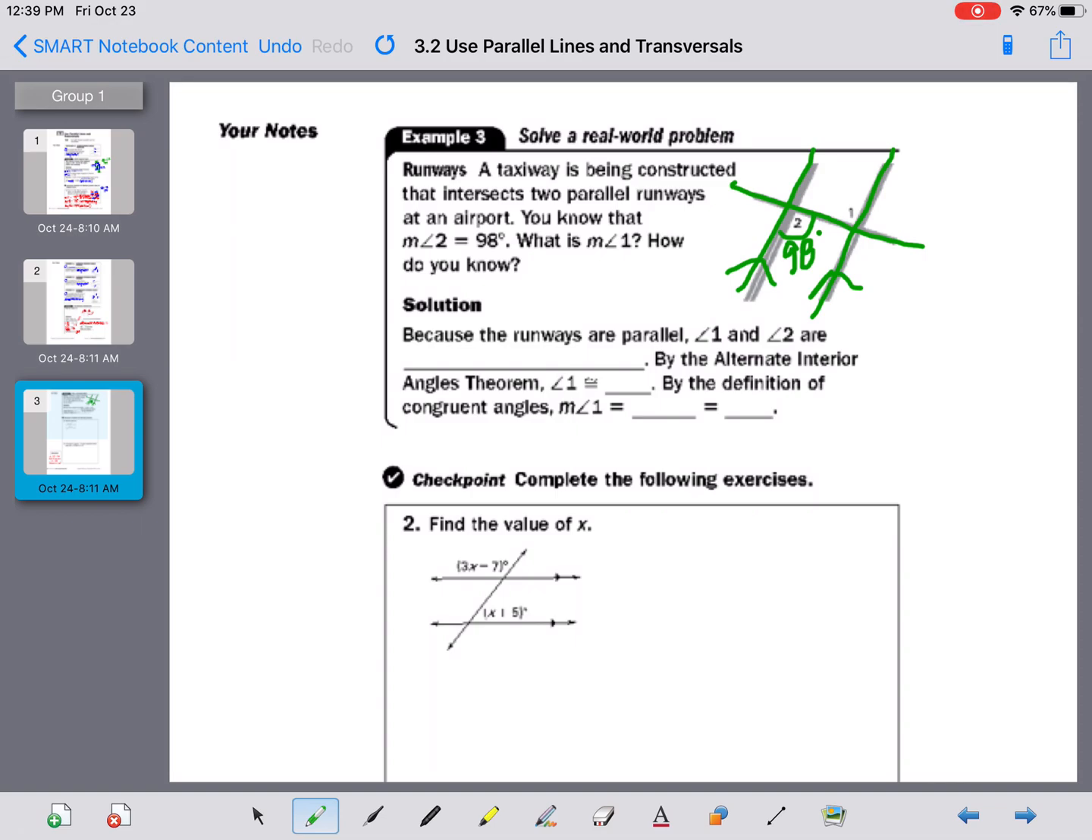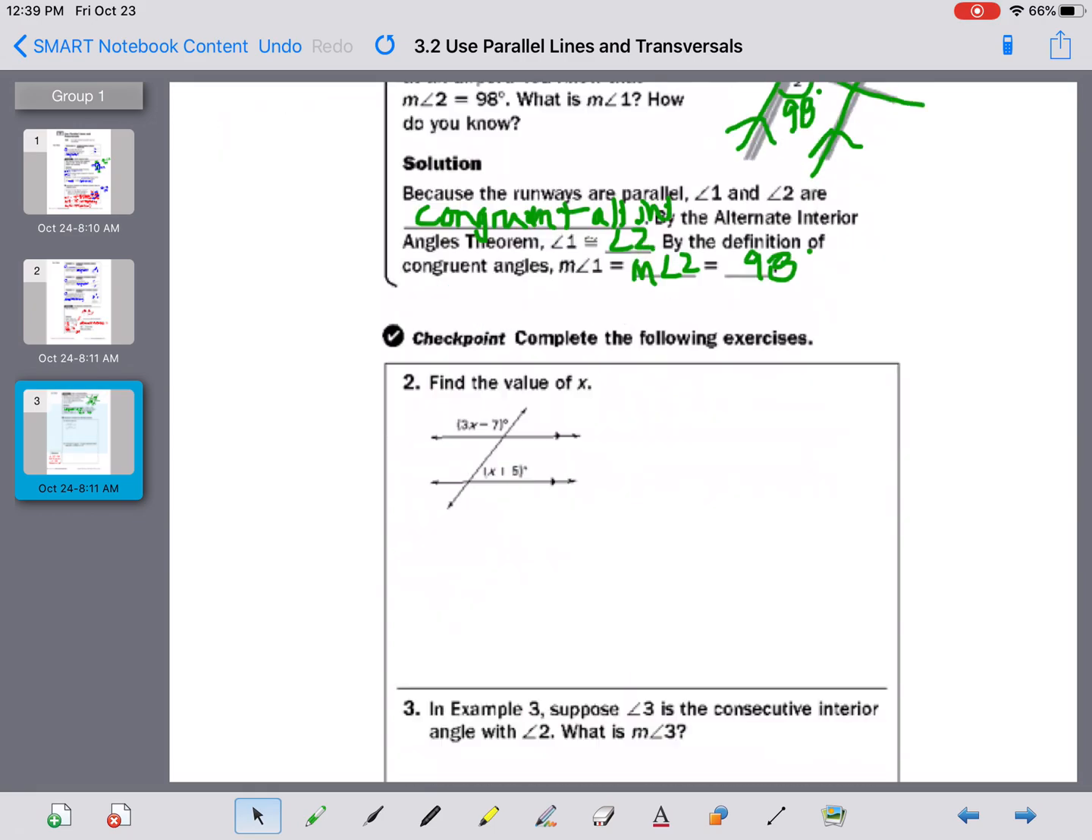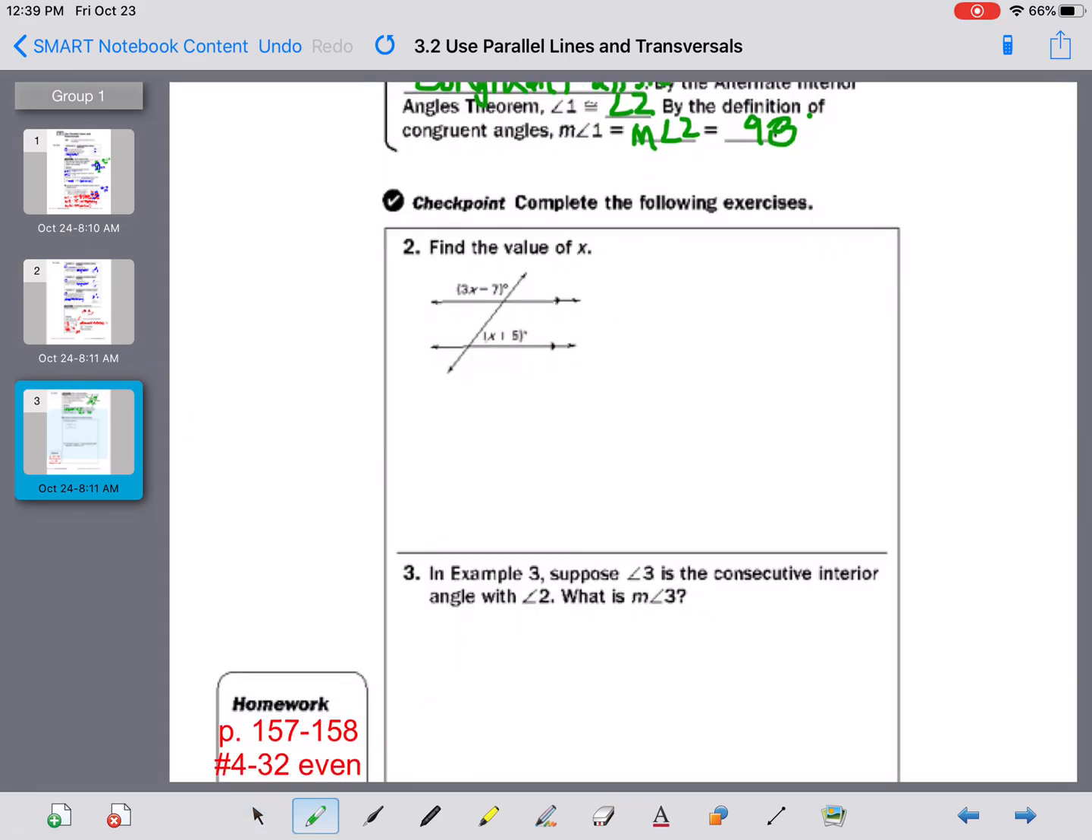So because the runways are parallel, we know angle 1 and angle 2 are congruent, right? And I should put alternate, I'm going to run out of space, alternate interior angles, right? They are going to be congruent alternate interior angles. So angle 1 and angle 2 will be the same, which means their measures are the same, which means angle 1 can also be 98 degrees. Okay, so the 2 angles are the same because of alternate interiors. All right, number 2. Now, number 2 I need you to be very careful with, okay?